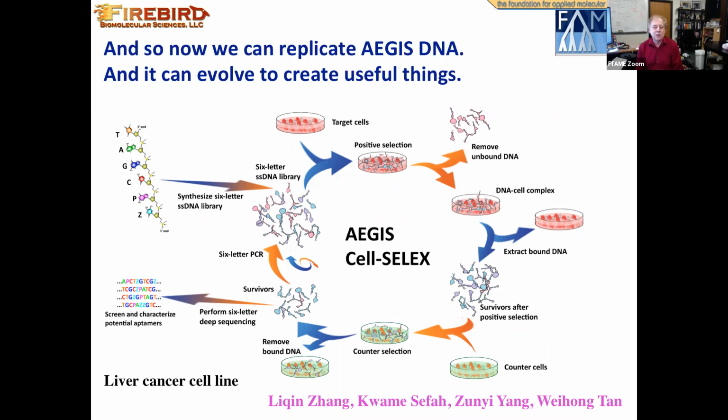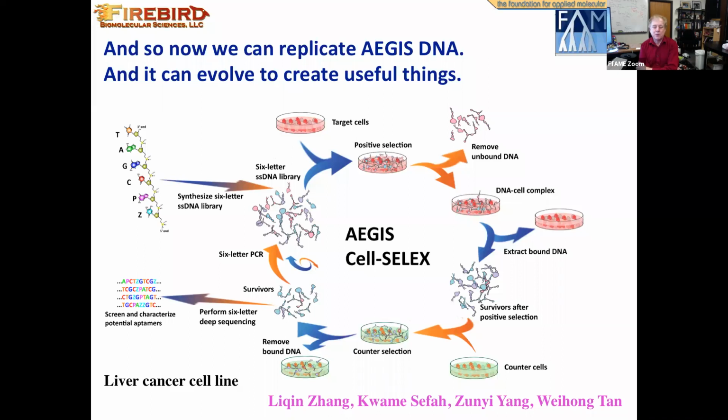But never mind. This is a standard cell SELEX process. SELEX is actually a trademark of Larry Gold's. Of course, Jack Szostak and Jerry Joyce then did a lot of in vitro selection following a similar strategy. The cell SELEX step was developed by Weihong Tan, who gave us a very nice collaborator, Liqin Zhang, who actually did these experiments with Kwame Sefah and Zunyi Yang. It's a very simple thing. It looks just like SELEX that you may have seen before, except, as you can see in the upper left-hand corner, the DNA has 6 letters in it, not 4. That's a library that's synthesized by chemistry. We actually sell the phosphoramidites for that.